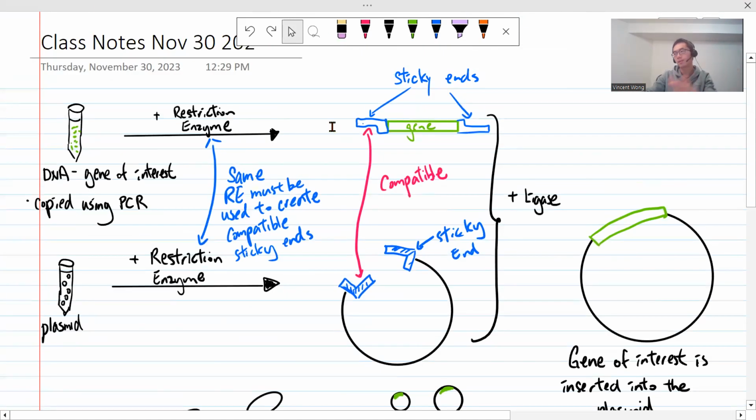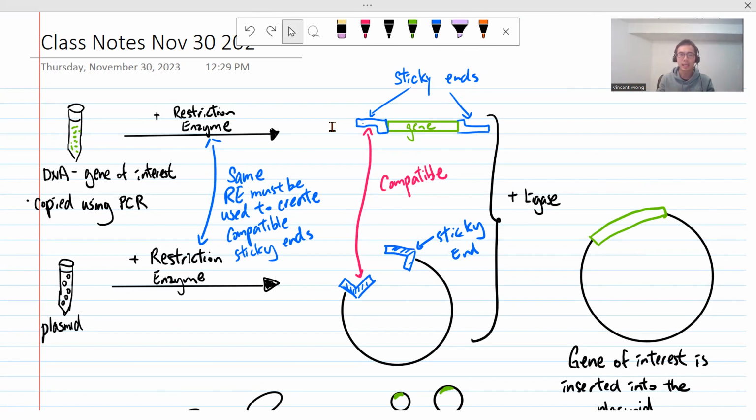What if it has, you know, something else like CCCGGG? Then EcoRI might not be suitable. Then I have to choose another restriction enzyme, right? Okay. So, you know, you don't always have the sequence that you want at the ends. So that's why you can't always use the same restriction enzyme.